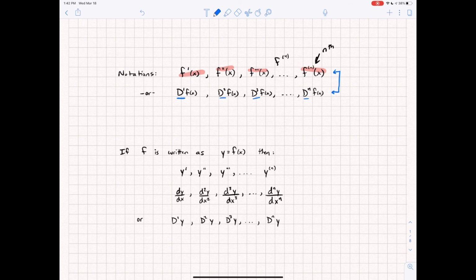Now, if f is written as y is equal to f of x, which a lot of the times we see, then what you can write for the derivative, again, things that we've seen before, is y prime, dy over dx, and then dy. Well, if we continue taking the derivatives of that, you'll see that become y double prime, y triple prime. You could say y to the fourth, continue on to the nth derivative, dy over dx, d squared y over dx squared, d3y over dx to the third, etc. And then using the letter d again.